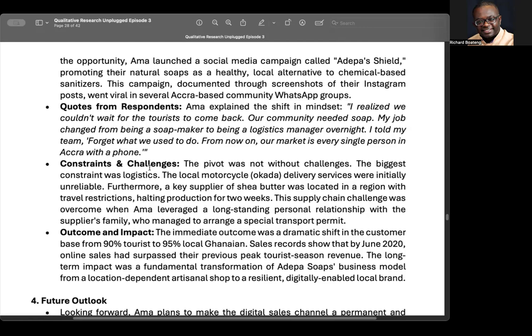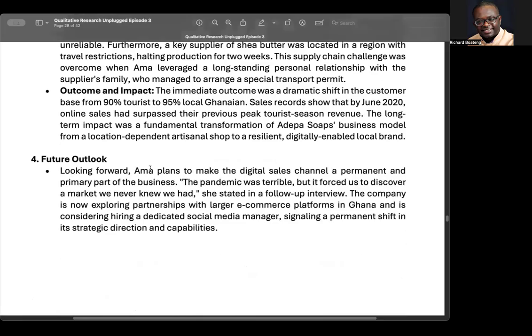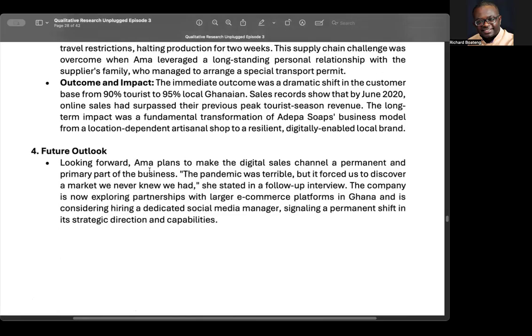It does. And finally, 4, future outlook. This section reflects on what the case means moving forward for the organization, maybe for the sector, or for future research. For Adipa soaps, it mentions Ama's plan to keep the digital channel primary, her reflection that the pandemic forced them to find a new market, and her future plans for e-commerce partnerships. This structured format really ensures you cover all the bases analytically. That seems like an incredibly useful template for students structuring their write-up.